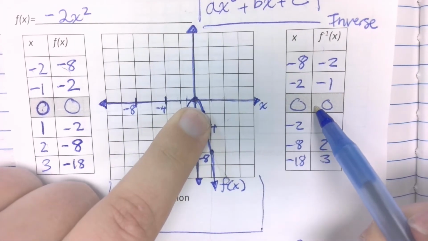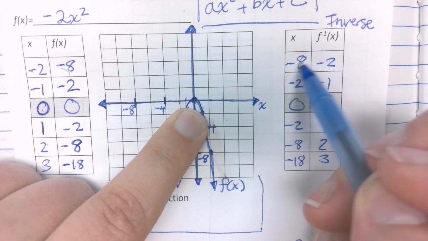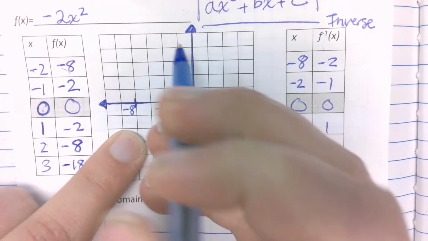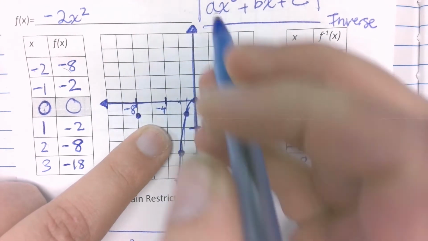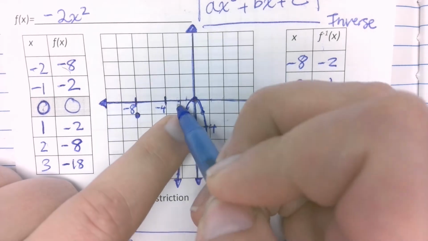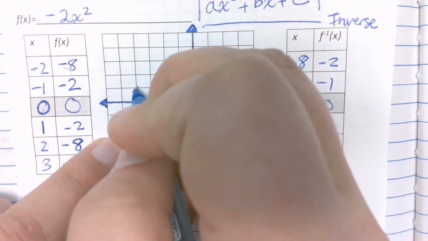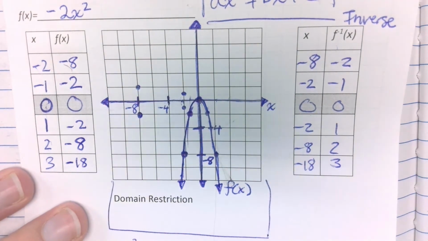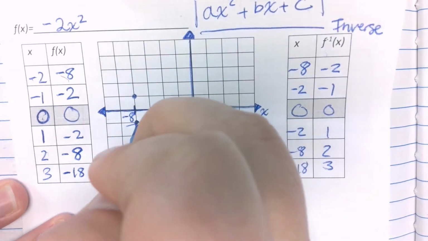We've already got 0, 0. Now remember, we're switching x and y. So this is going to be -8 down 2, -2 down 1, -2 up 1, -8 plus 2. And then I'm going to draw my curved graph again.